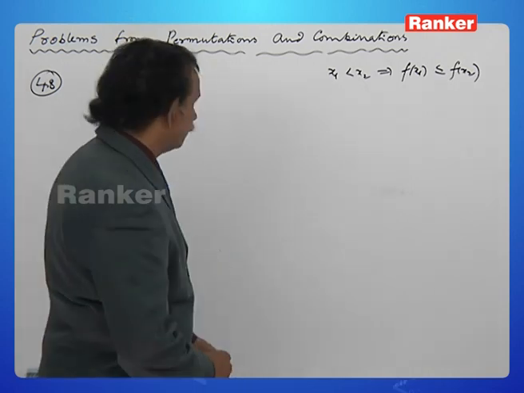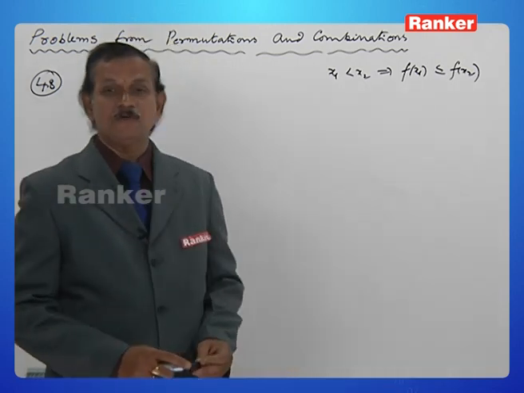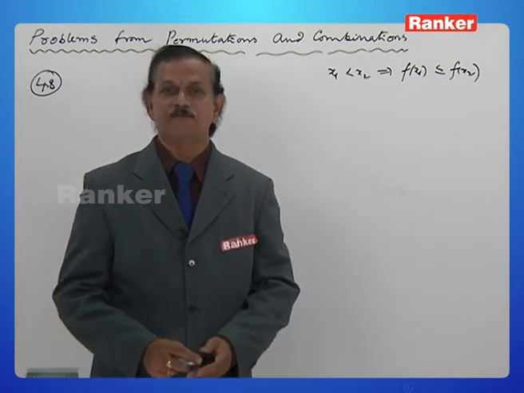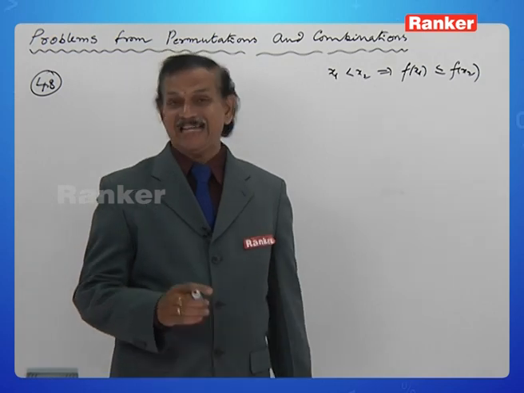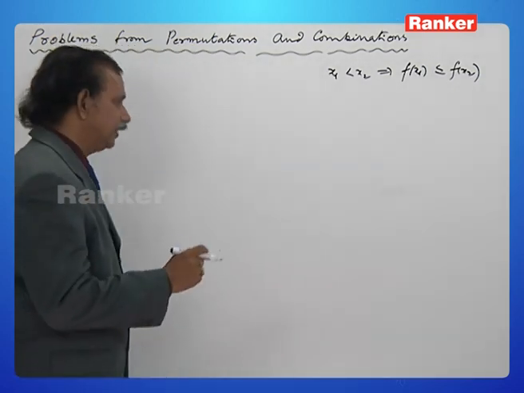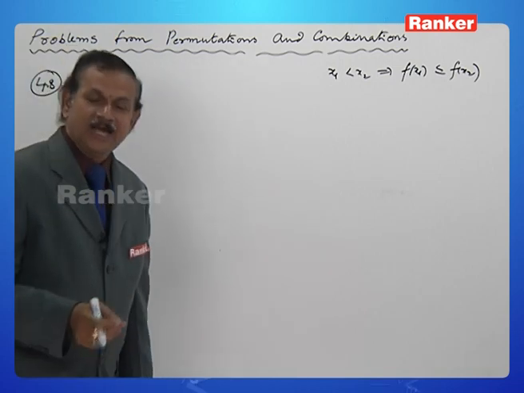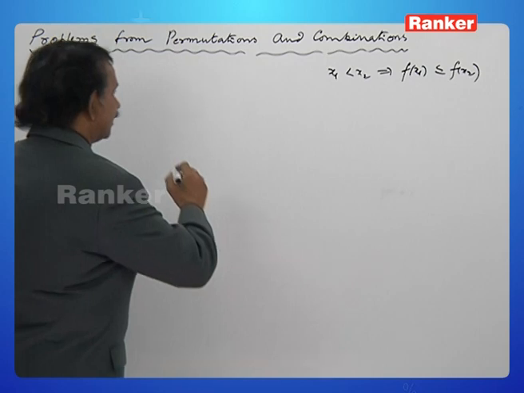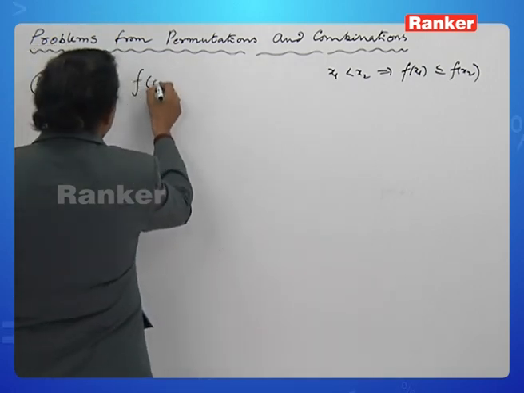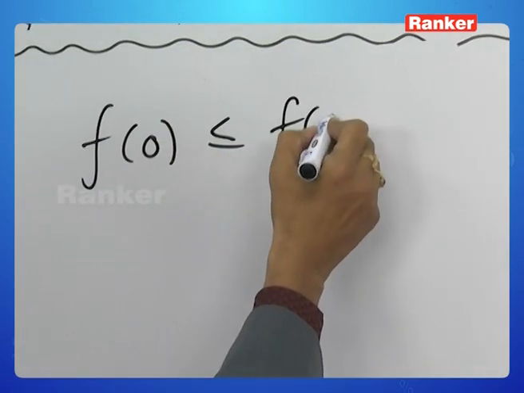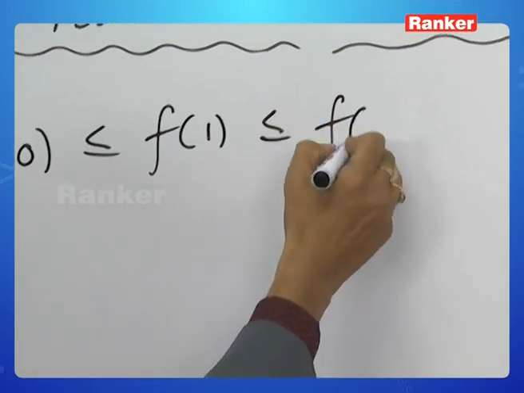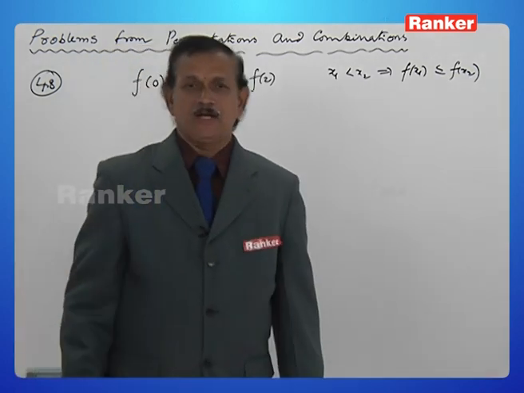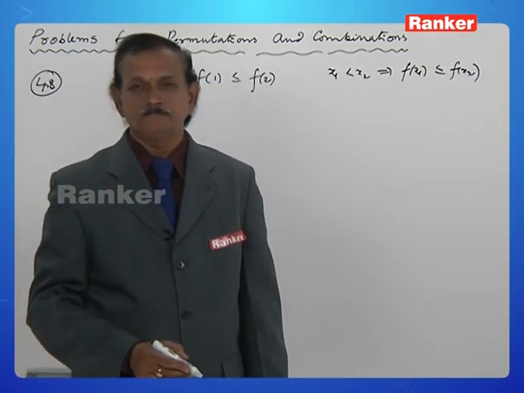Yes. Now, we should have f of 0 less than or equal to f of 1 less than or equal to f of 2. Why? Because as there are only 3 elements in the domain, and as we want to have non-decreasing functions, what are the things to be observed? F of 0 less than or equal to f of 1 less than or equal to f of 2. Why should we have like that? Because 0 less than 1 less than 2.